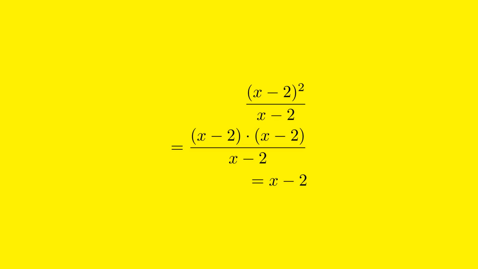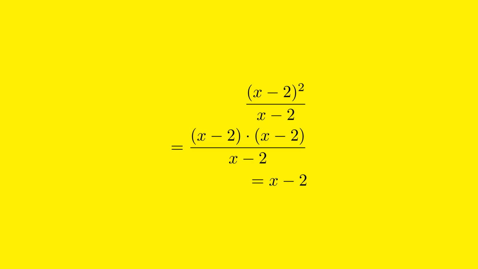Step 2. Cancel the common factor. The expression now reads (x minus 2) squared divided by x minus 2. Since x minus 2 appears both in the numerator and the denominator, it can be cancelled out. Therefore, (x minus 2) squared divided by x minus 2 simplifies to x minus 2.